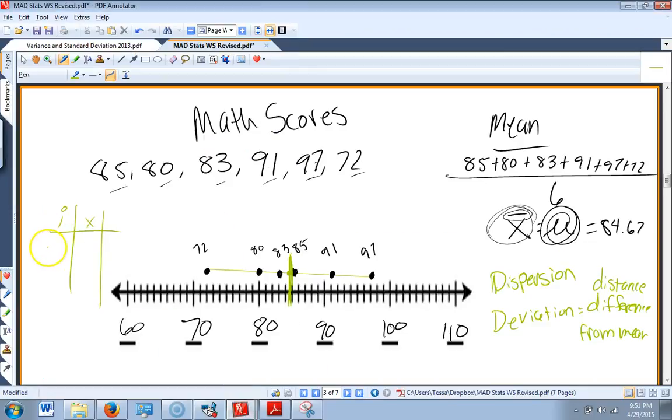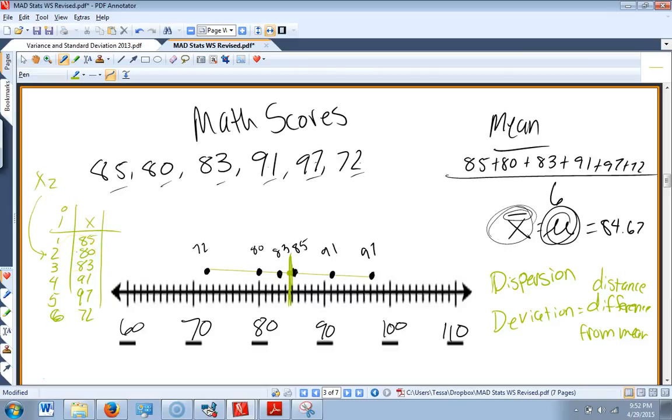So see, we have i. We can number the elements of our data set. In our data set, we have 6 things: 1, 2, 3, 4, 5, 6. Now, if we put our things in there: 85, 80, 83, 91, 97, 72. So if I said x2, what I would be saying is, look at this one that says 80.